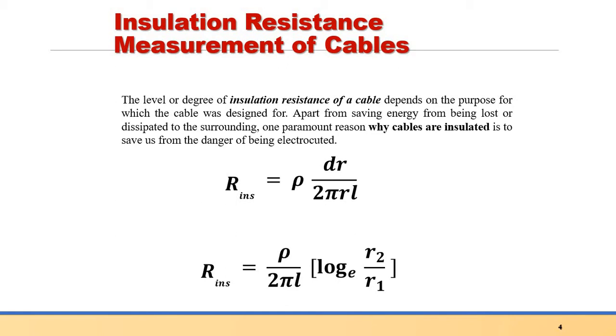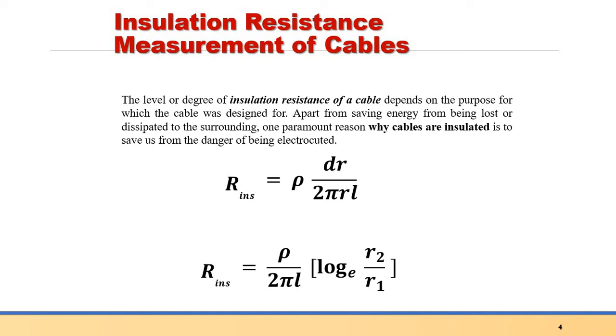Apart from saving energy from being lost or dissipated to the surroundings, one paramount reason why cables are insulated is to save us from the danger of being electrocuted. So to avoid the damage because of the shock, or to avoid direct contact of a conductor with a person who is working there, the cables are insulated.